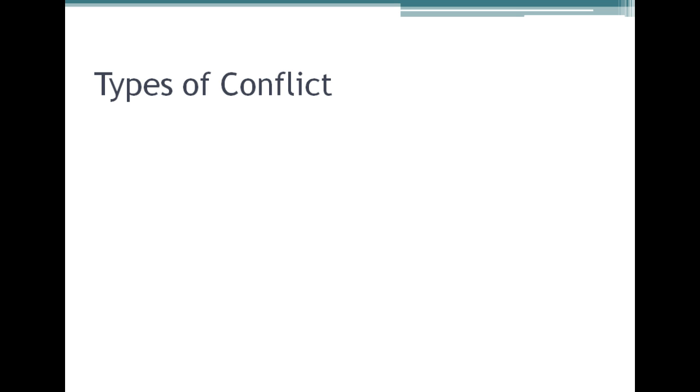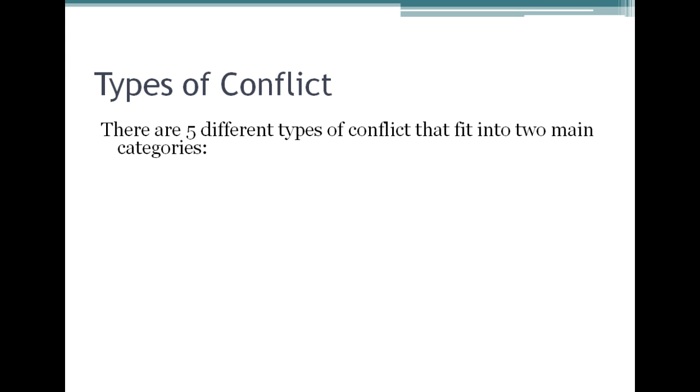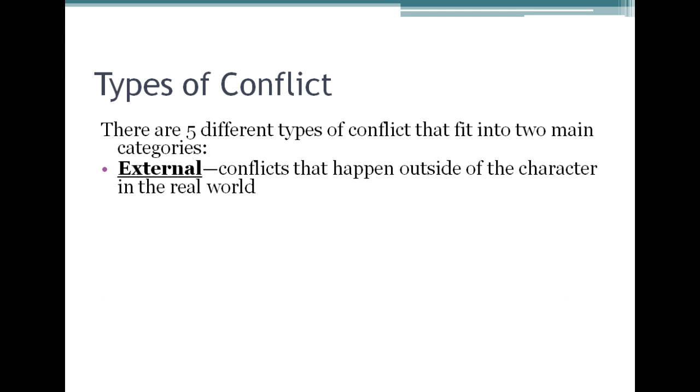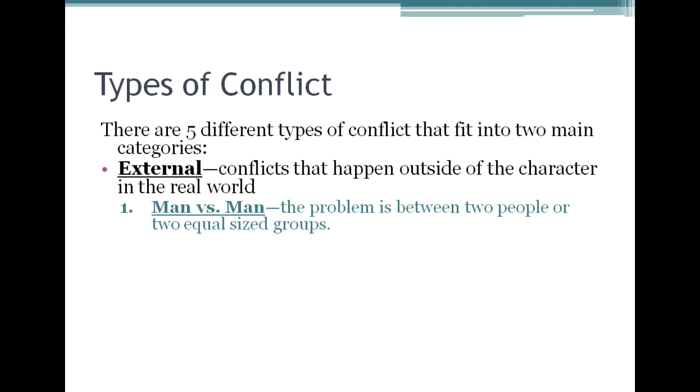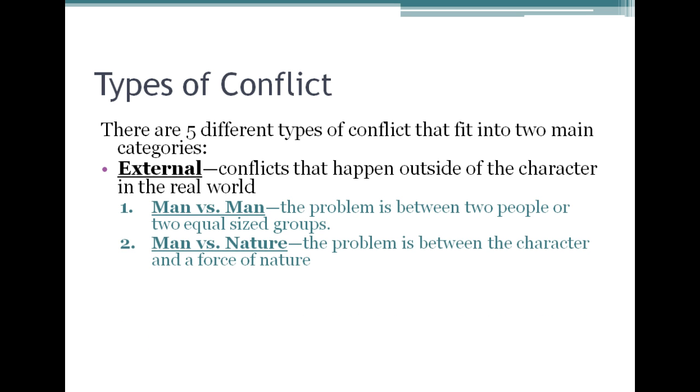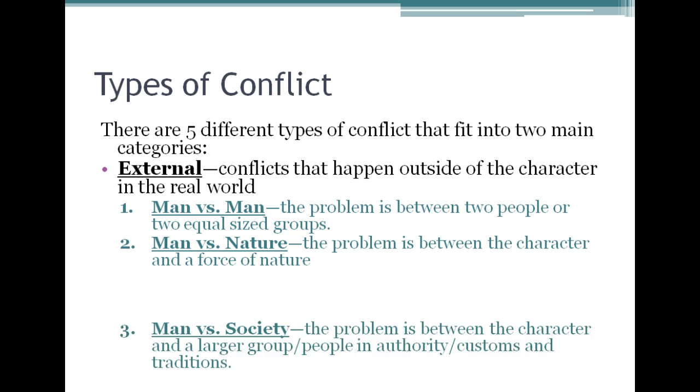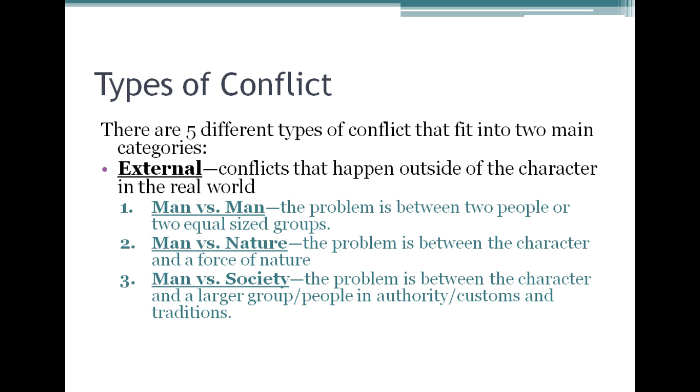There are a few different types of conflict, 5 to be specific, and they fit into 2 main categories. External conflicts happen outside of the character in the real world, well, the real world of the story. This includes man versus man, where the problem is between 2 people or 2 equal-sized groups. Man versus nature, where the problem is between the character and a force of nature. Man versus society, where the problem is between the character and a larger group or people in authority and traditions and customs of a culture, that kind of thing.